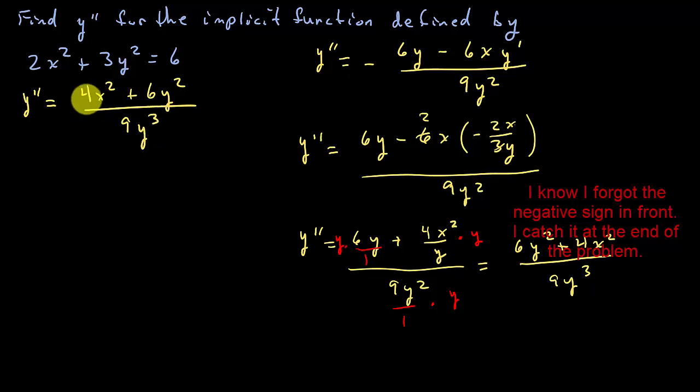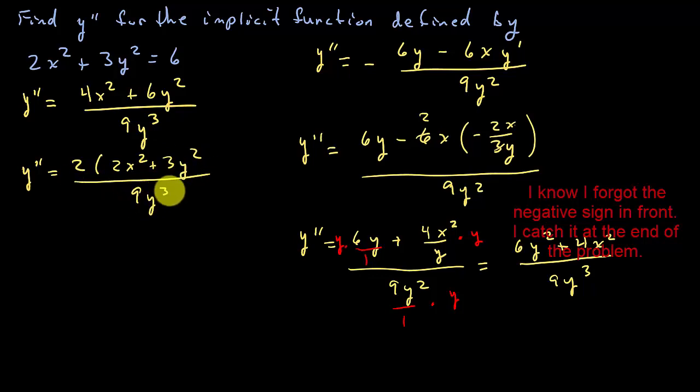So now what I can do, well, you can see I have a common factor of 2 here. So that's y double prime is 2 times (2x squared plus 3y squared) over 9y cubed. And so, well, that works out nice. So now I have y double prime is equal to 2 times 6 over 9y cubed. All right, so pause the video and think about that for a minute and see if you can figure out where this 6 came from.